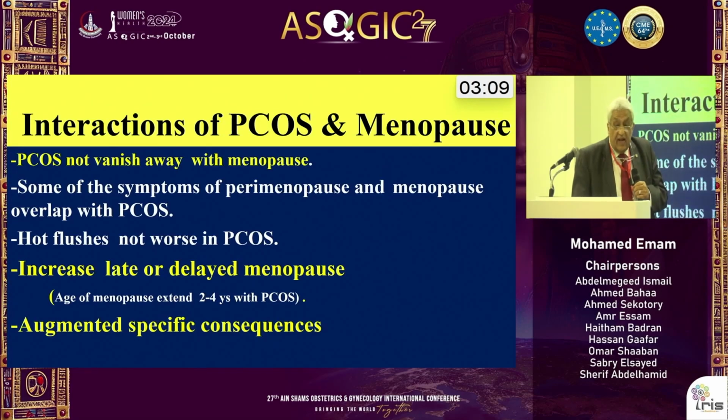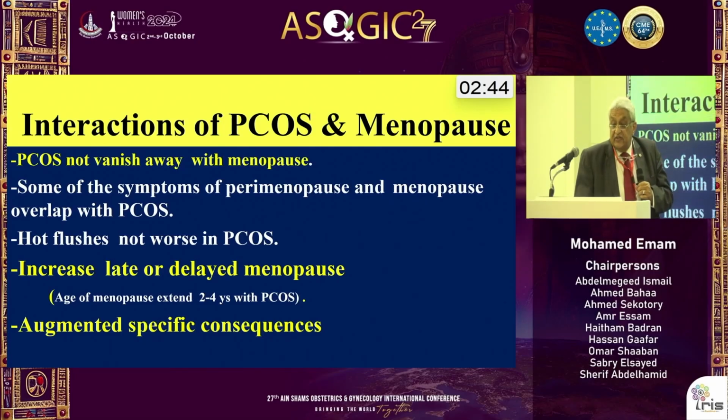Now, what are the interactions of this syndrome and the menopause? Polycystic syndrome does not vanish away with menopause. You should know that after menopause, the syndrome does not vanish, as we have said. Some of the symptoms of perimenopause and menopause overlap with the syndrome. And the hot flashes are not worse in the syndrome after menopause.